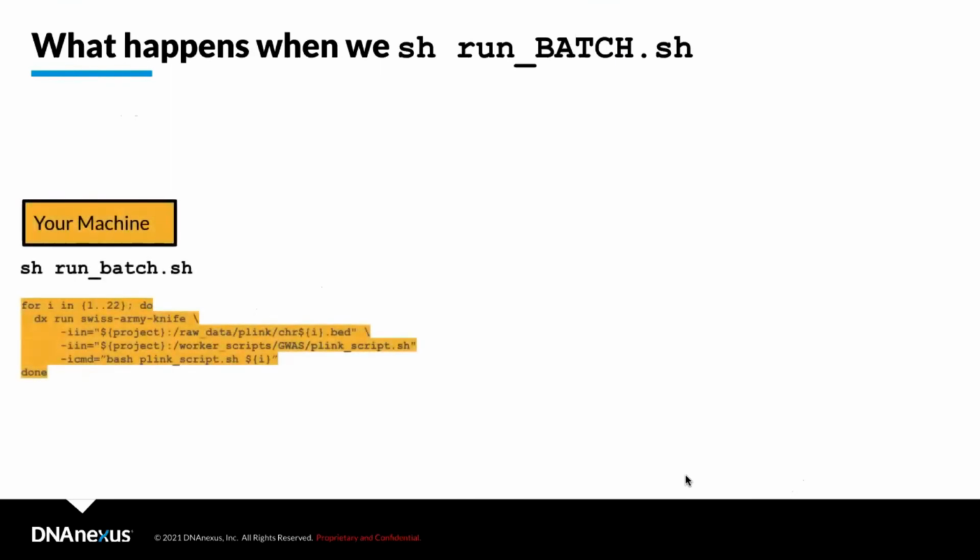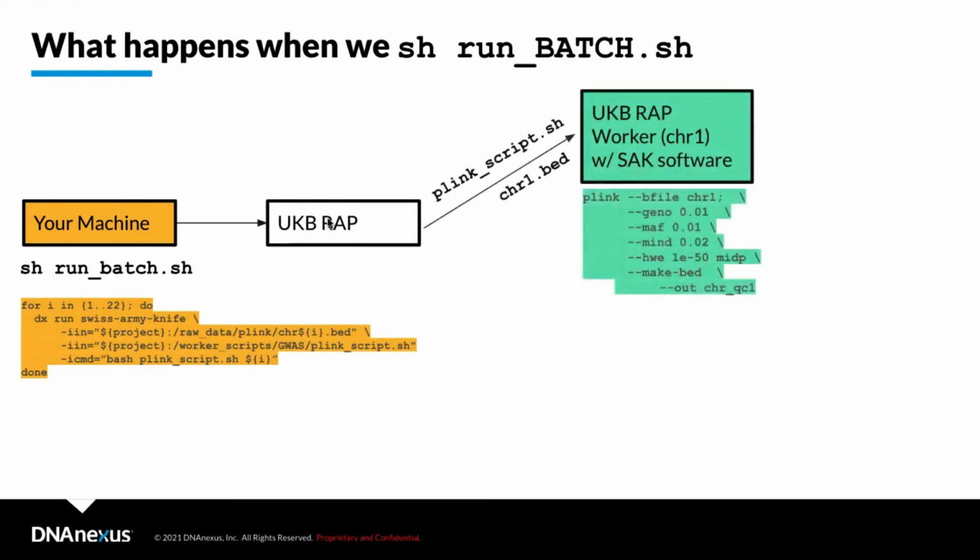So on our own machine, we're going to be executing that. This could be run with sh or bash, depending on how you like it. What that's going to do is send a series of dx run commands to UKB RAP. UKB RAP is going to process them and say, okay, for our first iteration, we're going to work only with the chromosome 1 files. And so it's going to transfer our Plink script and those relevant files over, and then we're going to process them on that worker. So this is going to produce all of the chromosome 1 files.